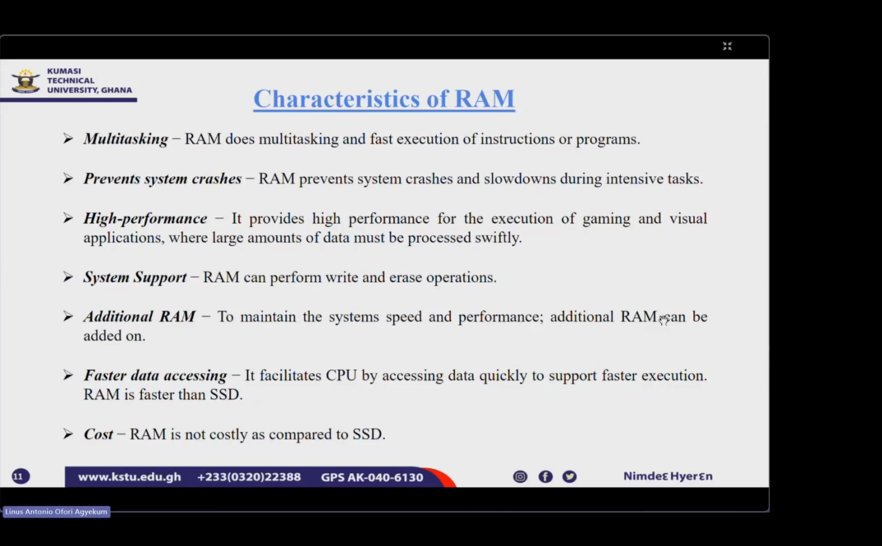So the characteristics of RAM. The first one is multitasking. It allows for execution of instructions and programs to be done multiple times, or different programs or instructions running at the same time.